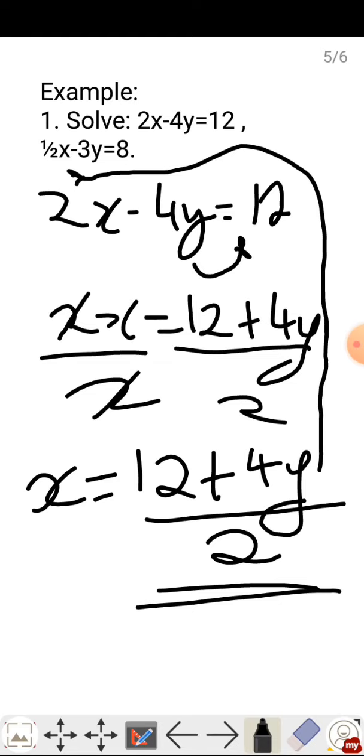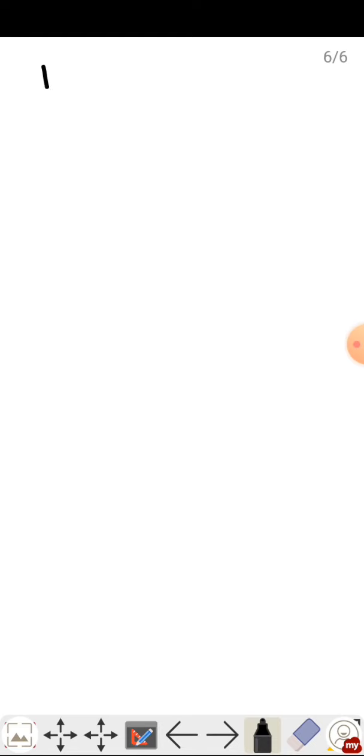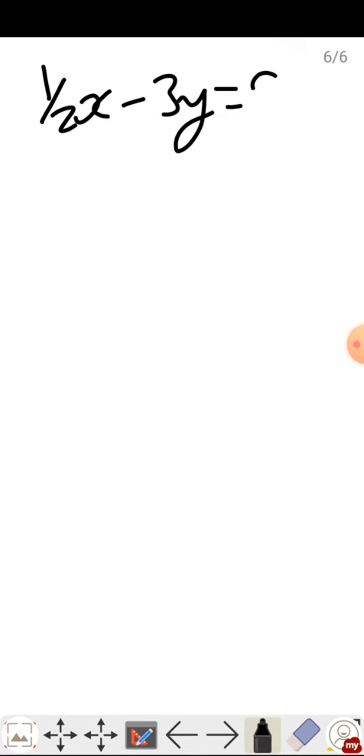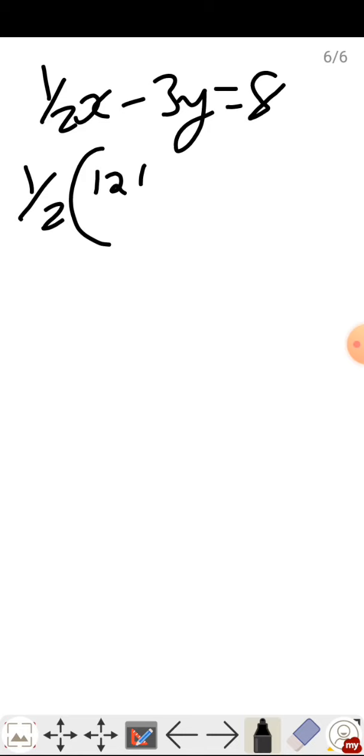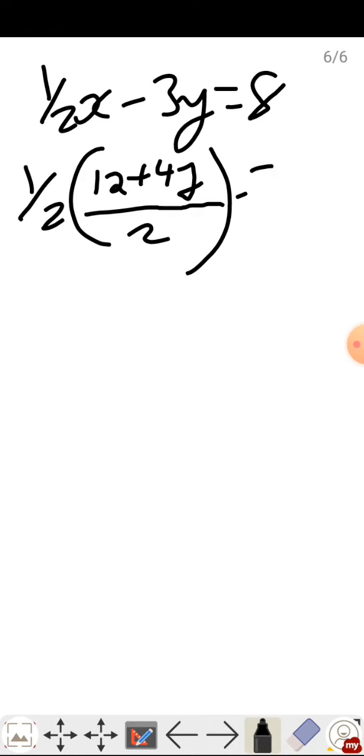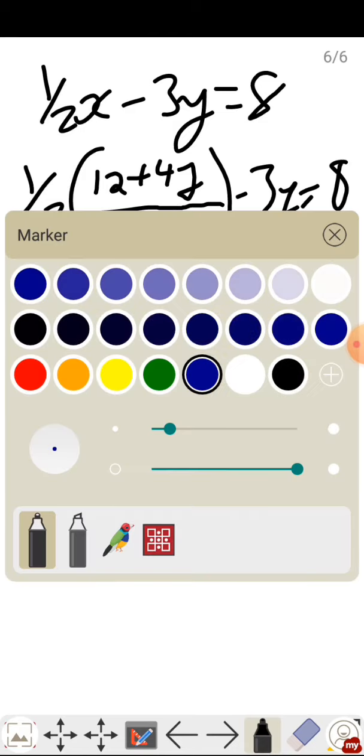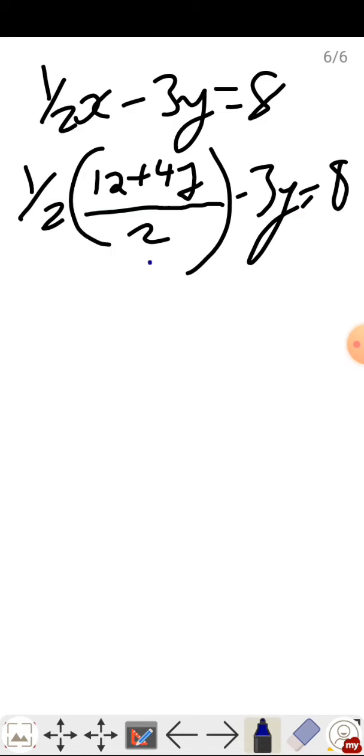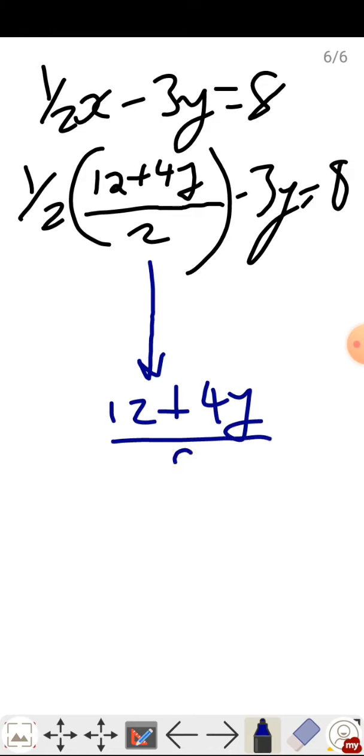Okay, so the equation is half x minus 3y equals 8. So as I said, it's half, we write 12 plus 4y over 2, that's the value of x, minus 3y equals 8. Okay, so guys, this is what you do. You don't solve it, you have to factorize this. You don't solve it like that. So it's 12. I hope you guys are familiar with factorization, but don't worry, I'll post a video soon talking about factorization.